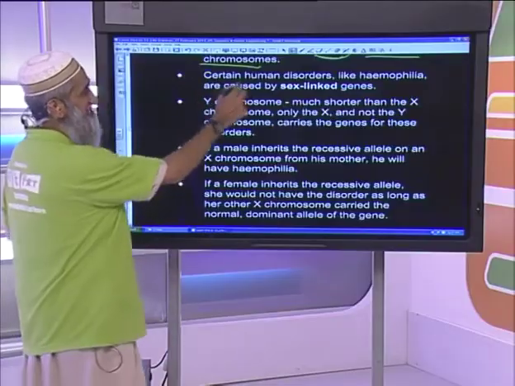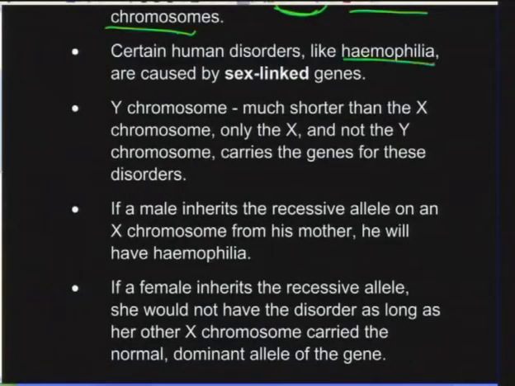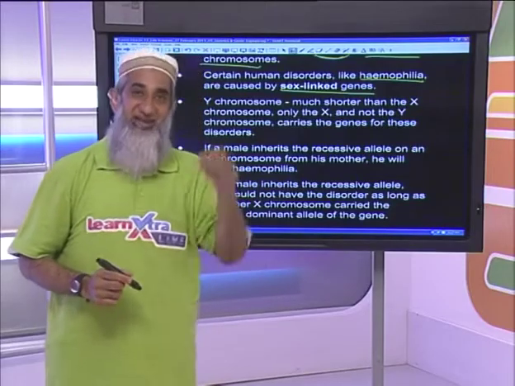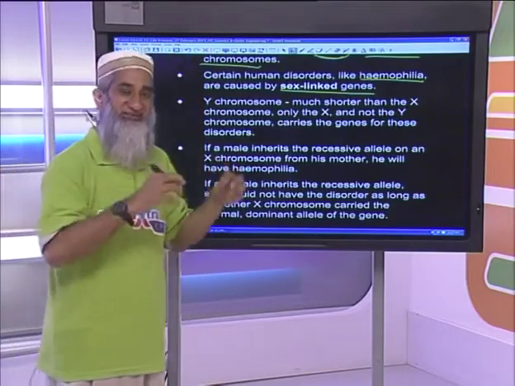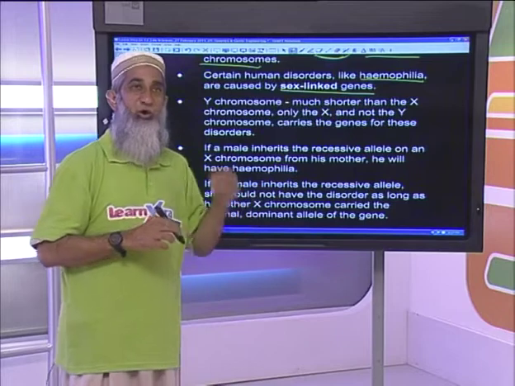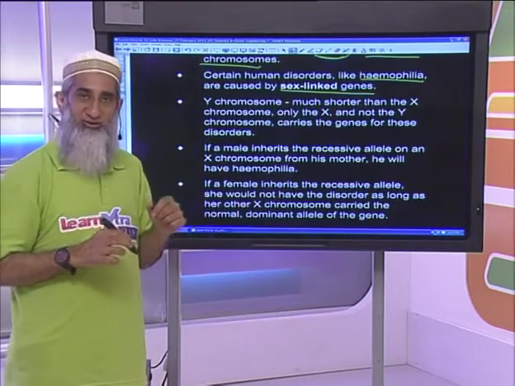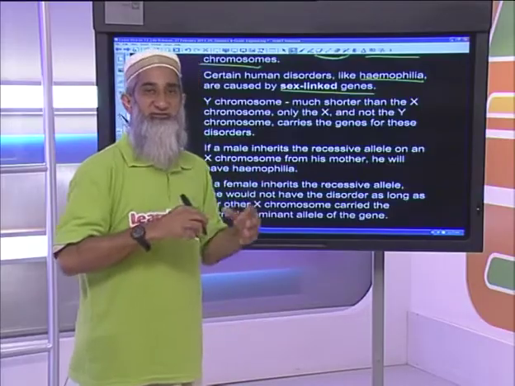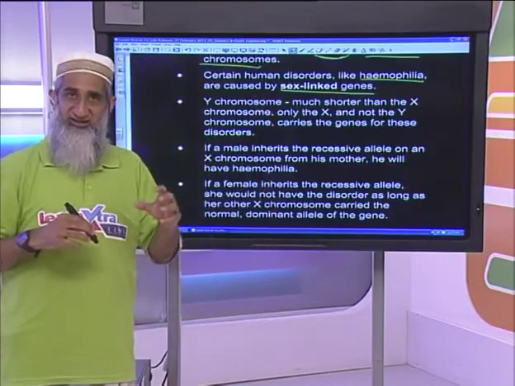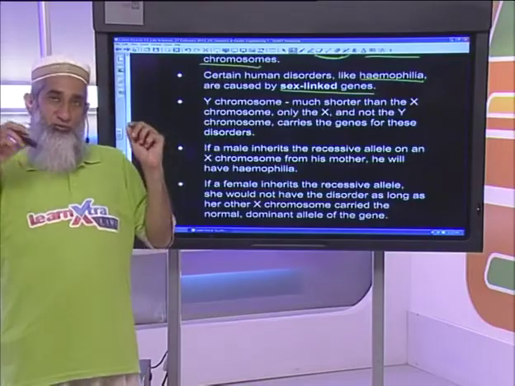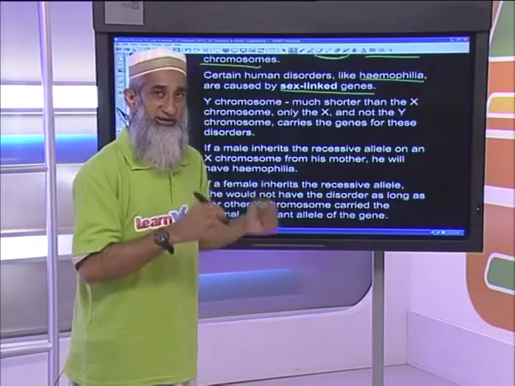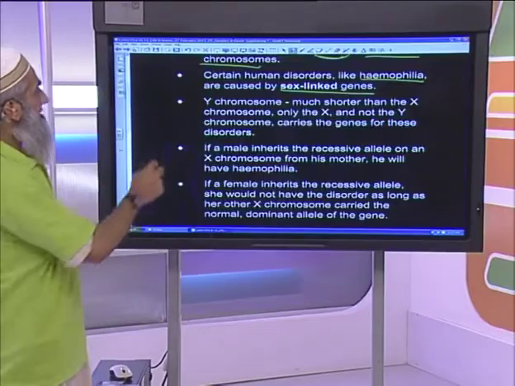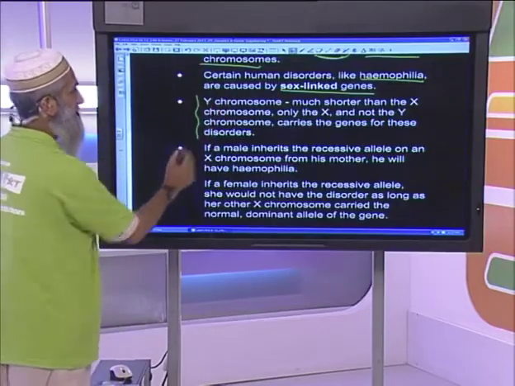Certain human disorders, like hemophilia, are caused by sex-linked genes. That means the gene that causes hemophilia is carried on the sex chromosome. In this particular case, on the X chromosome. The Y chromosome is much smaller, so therefore the chance of it carrying many genes is reduced. It does carry some, but much less, and we are more interested in the ones that are carried on the X chromosome. So there we have already explained that whole story.